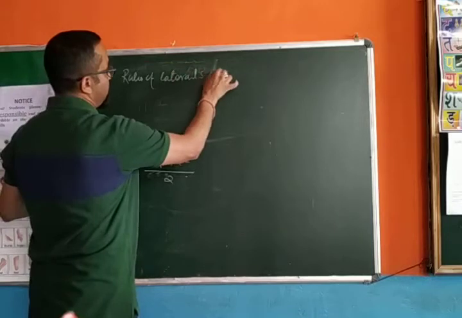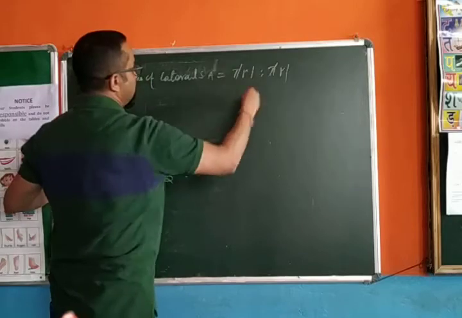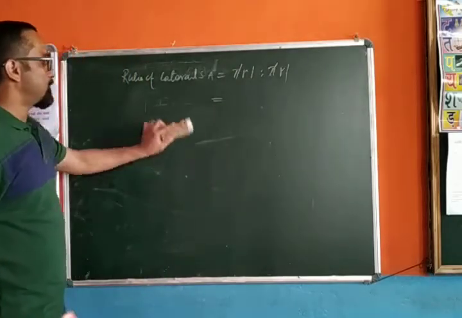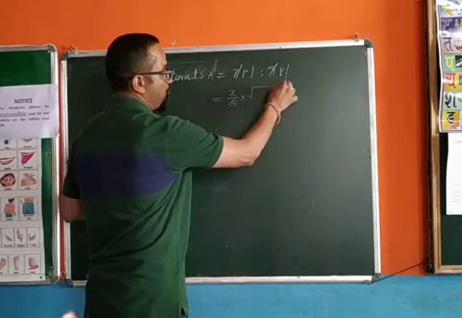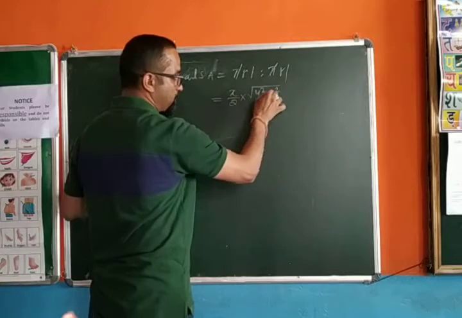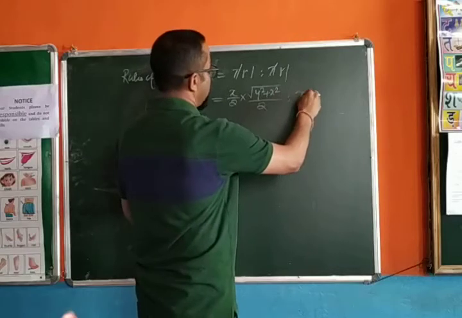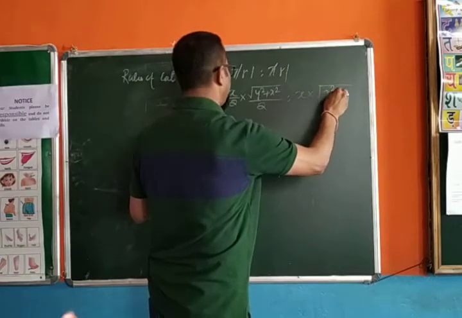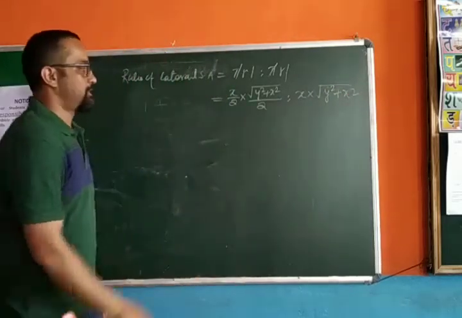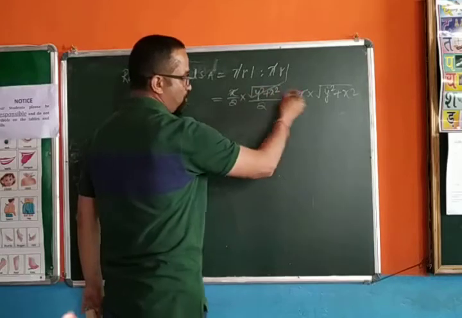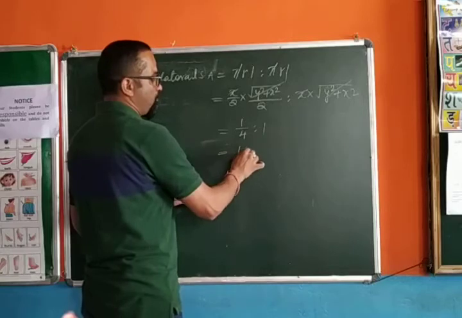Lateral surface areas. Pi RL is to pi RL. Pi cancels. You cannot cancel the radius because it is x by 2. Slant height is root under y squared plus x squared by 2 is 2. Radius is x, root under x squared y squared plus x squared. Now cancel it. X cancels, root term cancels. You are left with 1 upon 4, that is, 1 is to 4.